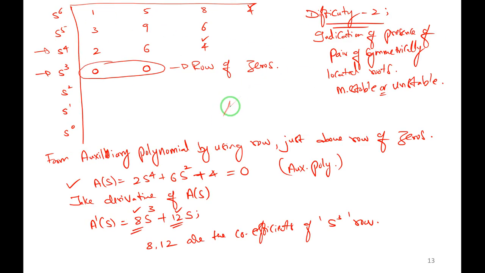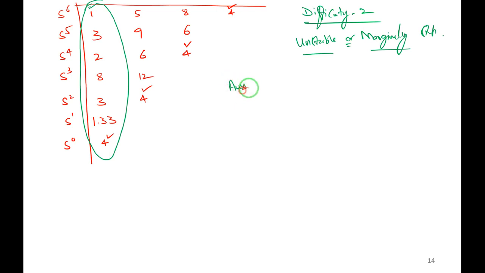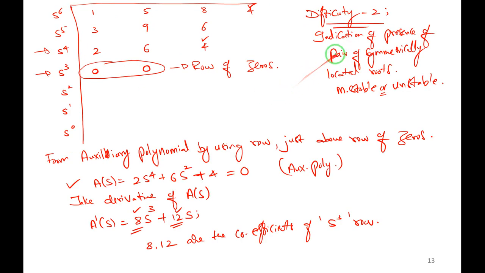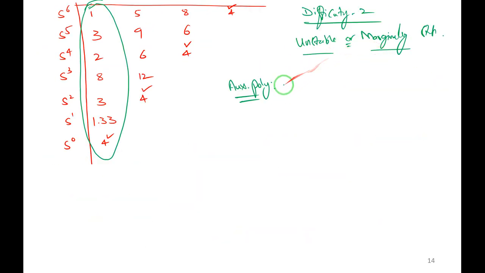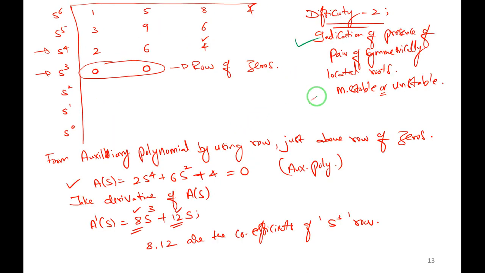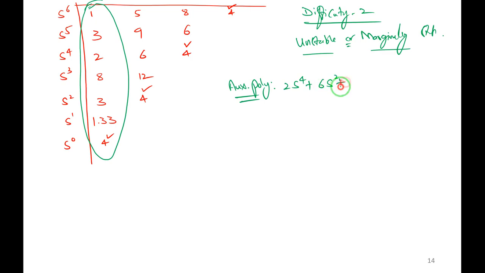So we have the auxiliary polynomial A of s. Find out the roots of the auxiliary polynomial. That will give me the pairs of symmetrically located roots. So 2s power 4 plus 6s square plus 4 equal to 0. Find out the roots of this. Put x equal to s square. So 2x square plus 6x plus 4 equal to 0.